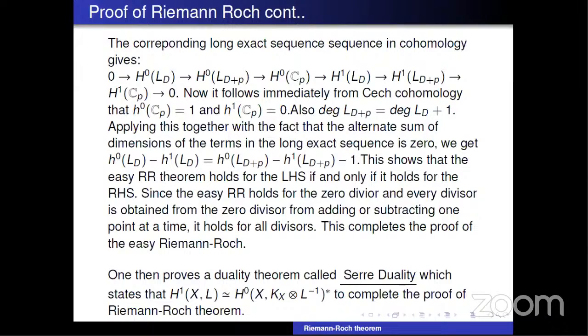And now one proves a duality theorem called Serre duality, which in this special case states that h¹(X, L) is isomorphic to the dual of h⁰(X, K_X tensor L inverse). So basically one defines a non-degenerate pairing from h⁰(X, K_X tensor L inverse) cross h¹(X, L) to C. And therefore you get the isomorphism of one vector space with the dual of the other. And that completes the proof of the Riemann-Roch theorem.